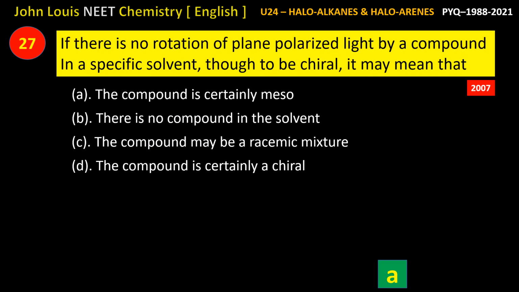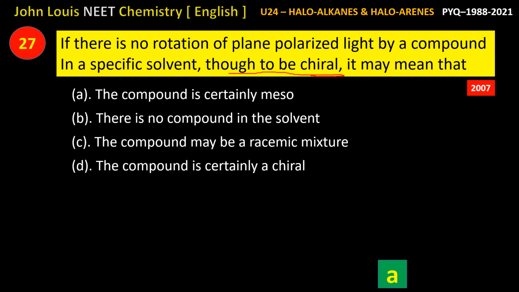If there is no rotation of plane polarized light by a compound in a specific solvent, thought to be chiral, it may mean that... So here they have given "thought to be chiral". So it is a chiral compound, they themselves have given it. Therefore, if you look at the options, it's a statement question. It's very simple to answer. So it is a chiral compound.